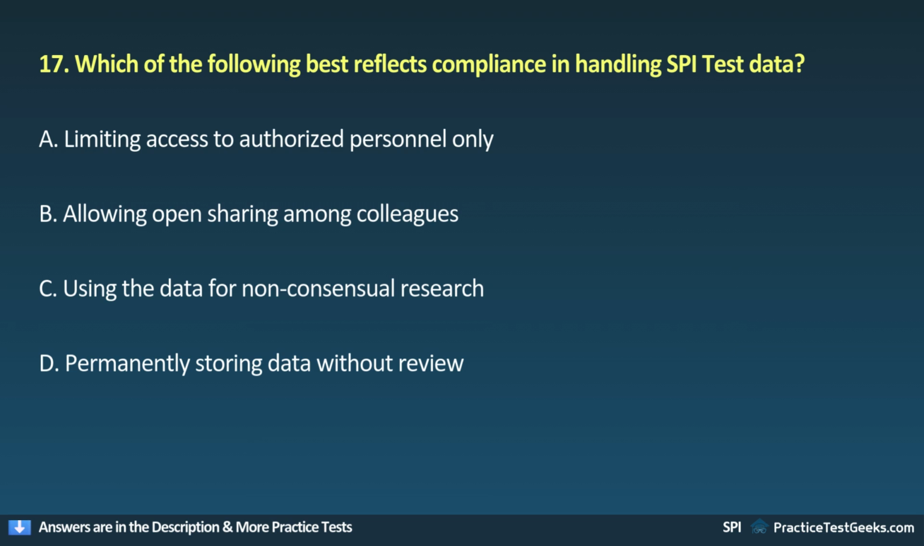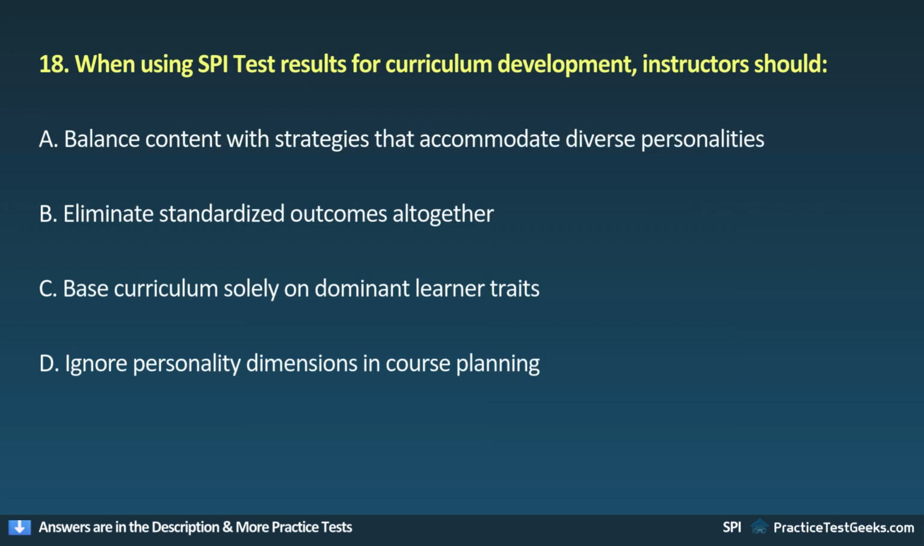B. Allowing open sharing among colleagues. C. Using the data for non-consensual research. D. Permanently storing data without review. 18. When using SPI test results for curriculum development, instructors should A. Balance content with strategies that accommodate diverse personalities.